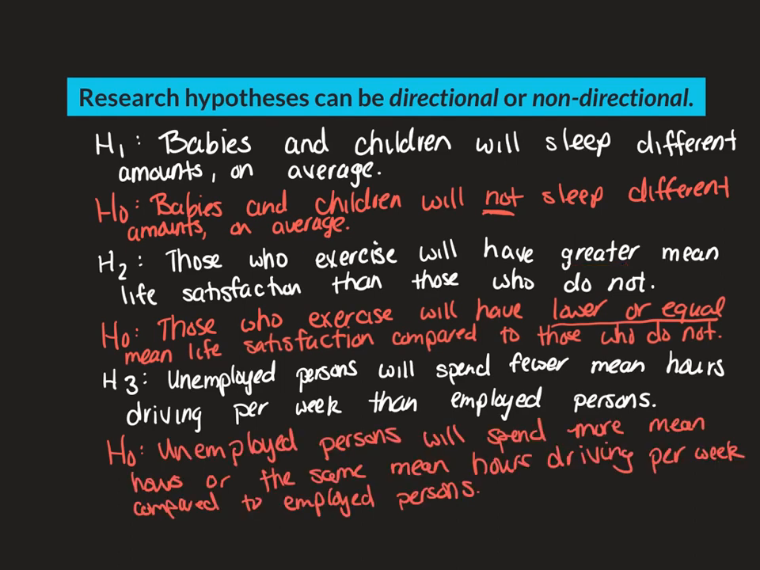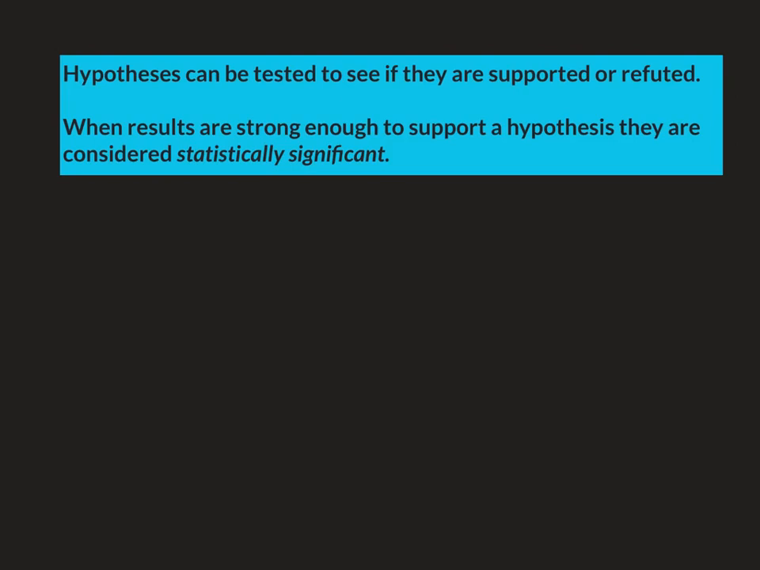Unemployed persons will spend more mean hours or the same mean hours driving per week compared to employed persons. Notice that in all three null hypotheses, the null gets a statement of the groups being equal, but when we had directional hypotheses, like where we said greater or fewer, the null hypothesis also had the counter of lower or more, respectively. Once a hypothesis has been generated, it can be tested to see if it is supported or refuted.